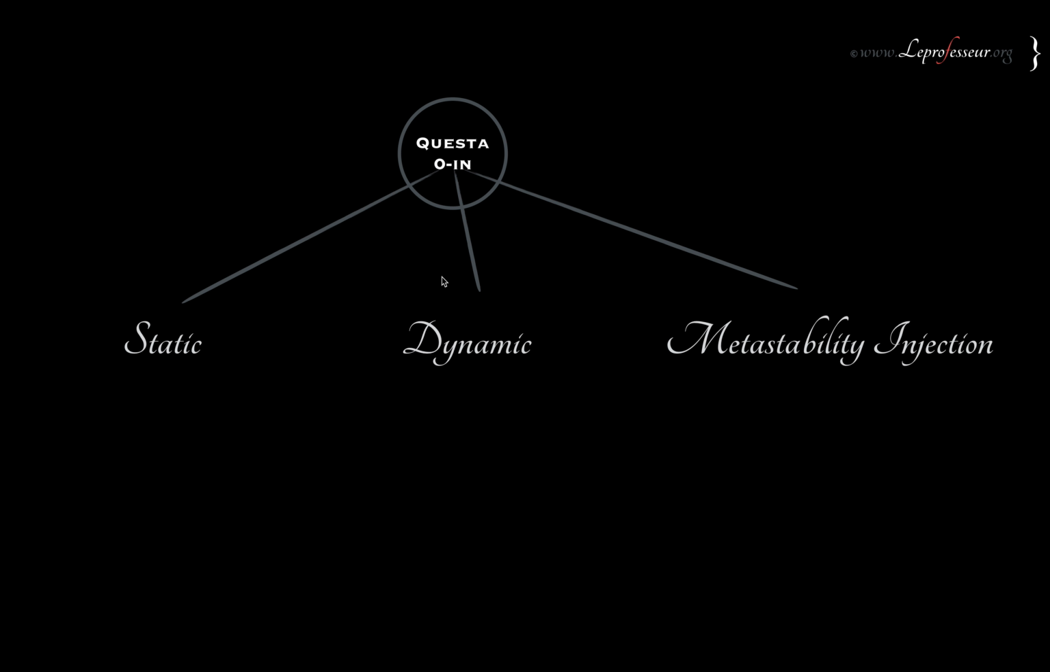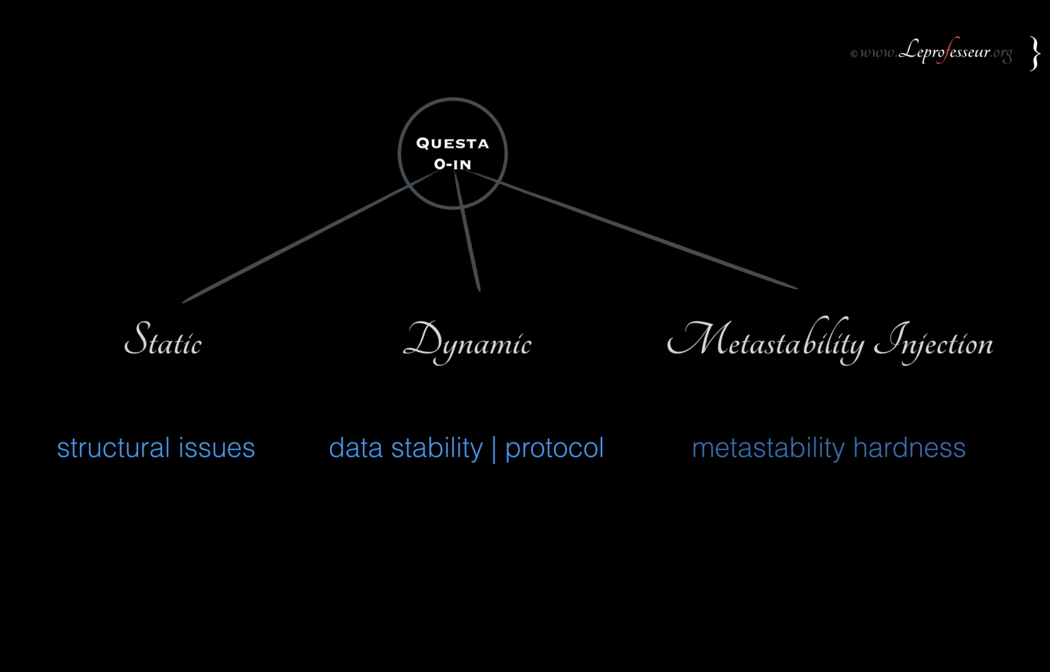As I said, static CDC checks for structural issues in your design, dynamic checks for data stability or protocol issues, and metastability injection checks for the hardness of metastability. For dynamic CDC checks, you need simulations, so it's tied to the RTL simulations. The better your RTL simulations are, the better your dynamic CDC results would be. Metastability injection also needs RTL simulations.